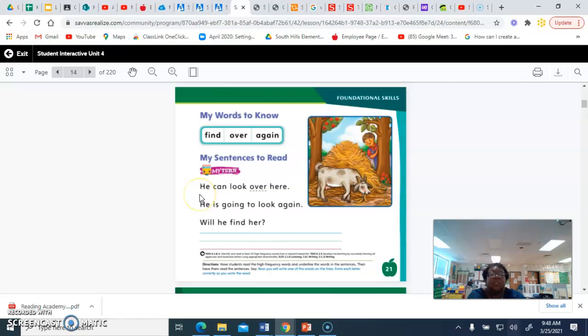And our first sentence, see if you can read the sentence. It says, my sentence is to read. We want you to start making sure you're sounding out your words, trying to read the words in your book. And it says, he can look over here. And now you say it.